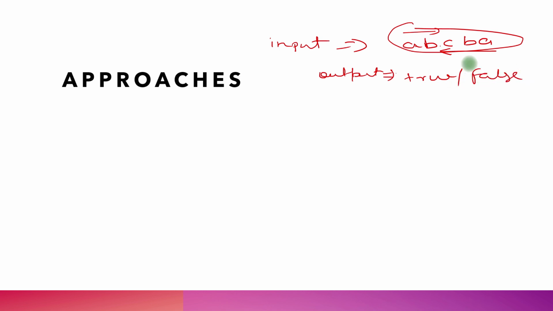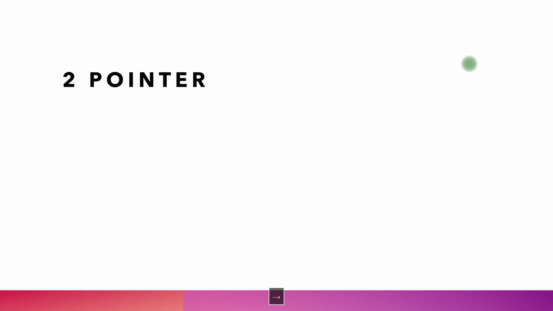There are three approaches that can be used to solve this one. This is a very easy problem. The first one is the two pointer approach, the second one is reverse string, and the third one is recursion. So let's see one by one. How will the two pointer approach work?